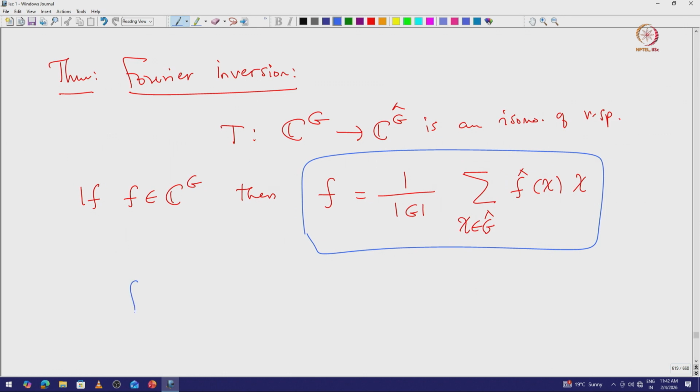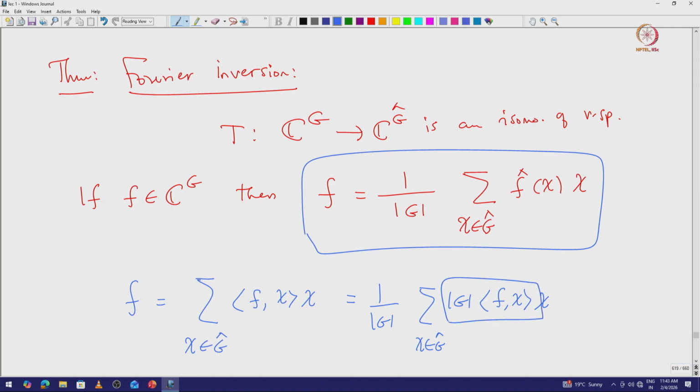Because you can write f as the summation over chi in G hat of the inner product of f and chi, times chi, since the elements of G hat form an orthonormal basis for C G hat. This equals 1 divided by the cardinality of G, times the summation of the cardinality of G times the inner product of f and chi, where chi comes from G hat. Now, by definition this is replaced by f hat of chi. So, that tells you that this formula is true. That means this is indeed an isomorphism between CG and CG hat.